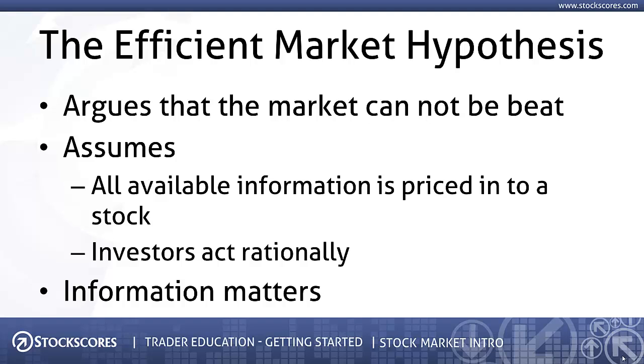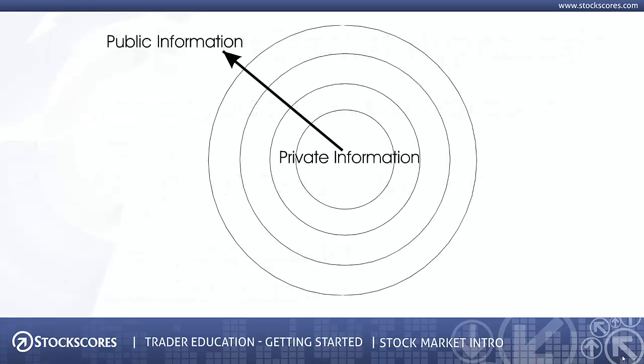There are two assumptions of the efficient market hypothesis. The first is that, in fact, all available information is priced into the stock and that everyone gets that information at the same time. And the second assumption is that investors will act rationally. Now, those two assumptions have actually been debated and shown to be false in some instances. And they were really the basis of a couple of Nobel Prize in economics. And the fact that those assumptions do not always hold true is the basis for what I do as a trader and what StockScores.com does as a tool. You see, I recognize that information matters, but it's important to understand that not everyone gets the same information at the same time.